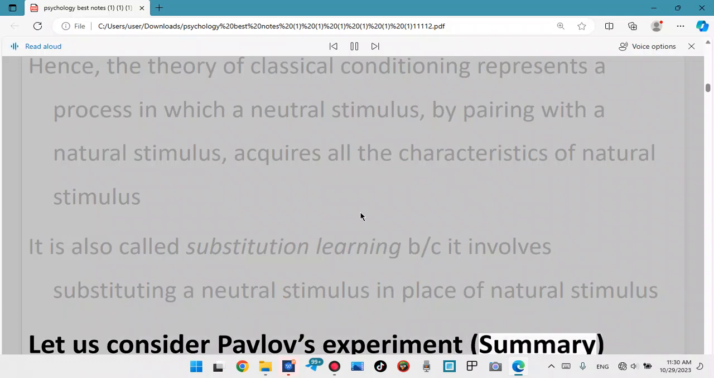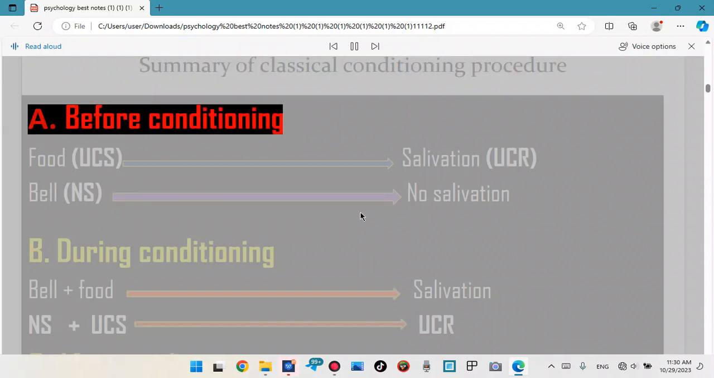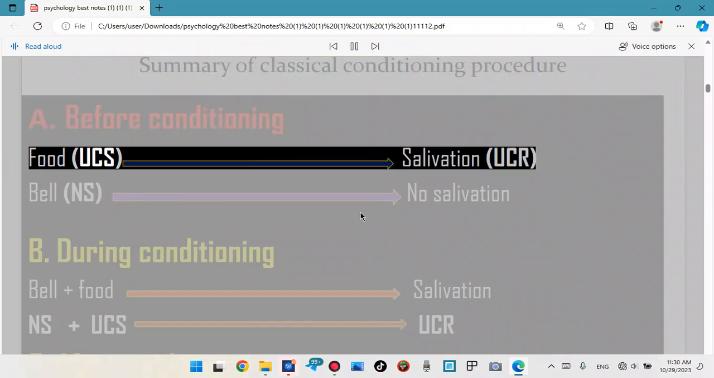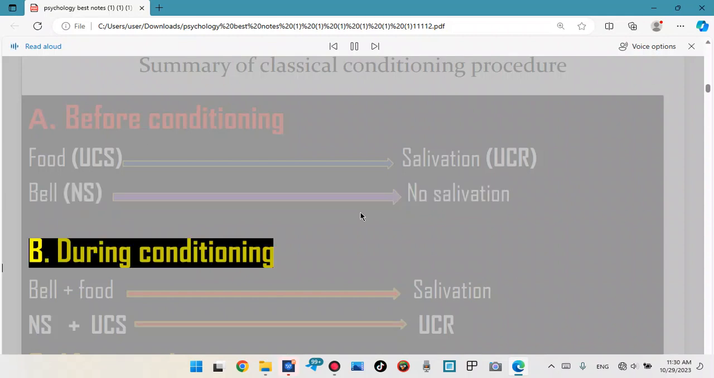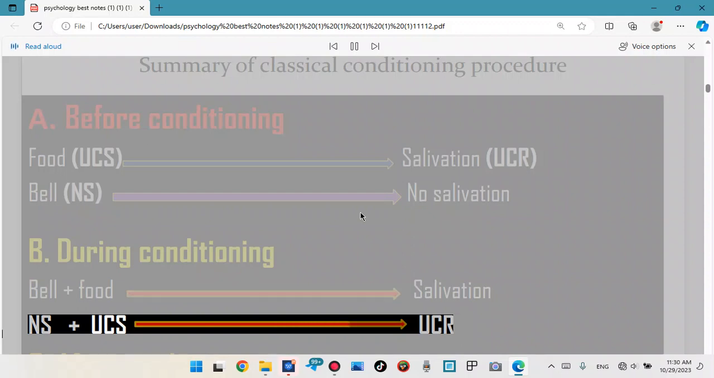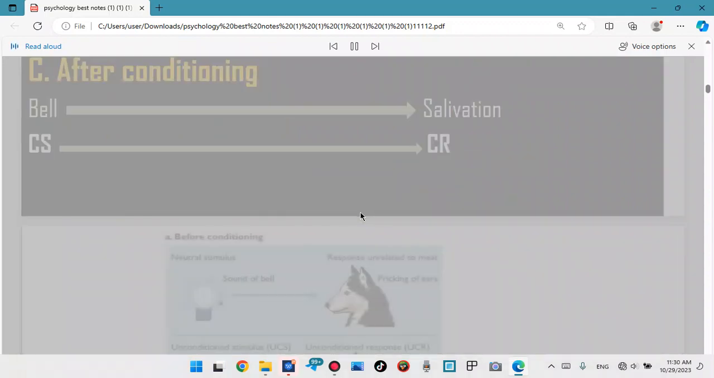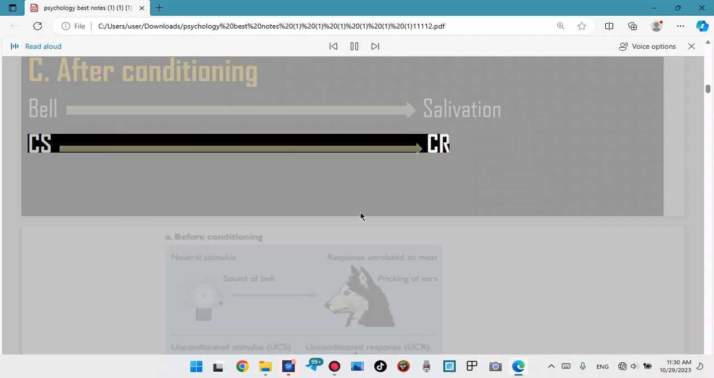Summary of classical conditioning procedure. A. Before conditioning: food, UCS, salivation, UCR; bell, NS, no salivation. B. During conditioning: bell plus food, NS plus UCS, salivation, UCR. After conditioning: bell, CS, salivation, CR.